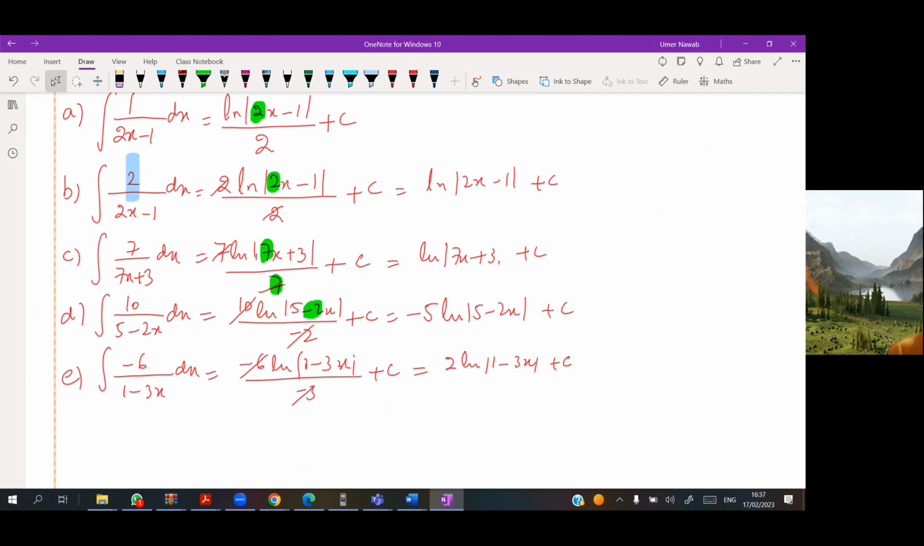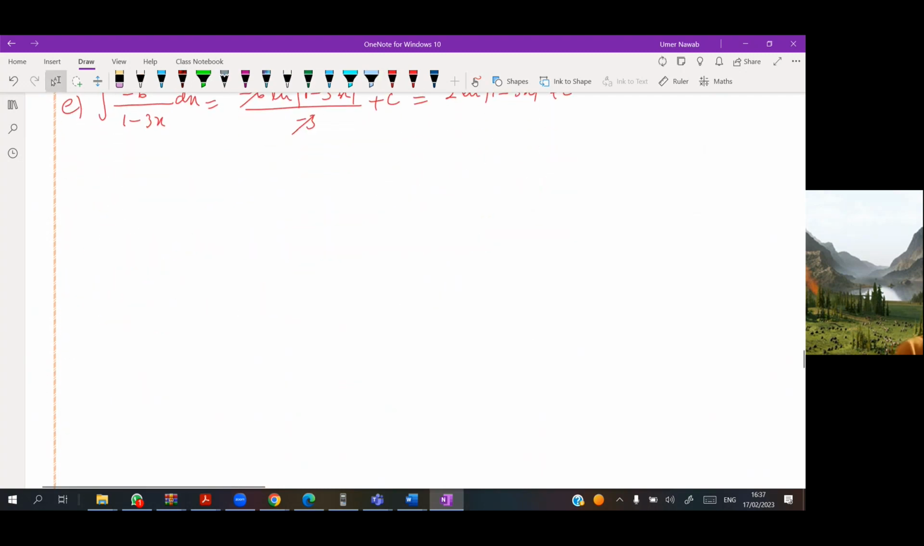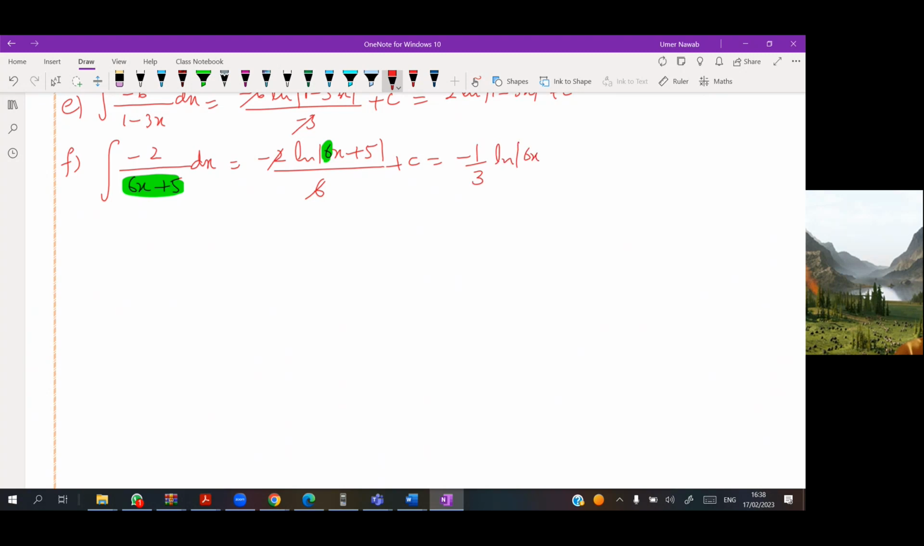Then after that, we have the f part. The f part is integration of minus 2 over 6x plus 5 dx. Confirm linear. Yes. And then ln of 6x plus 5 divided by the coefficient of x, 6. I'm going to cancel 2 with the 6. And that is minus 1 over 3 ln of 6x plus 5 plus c.